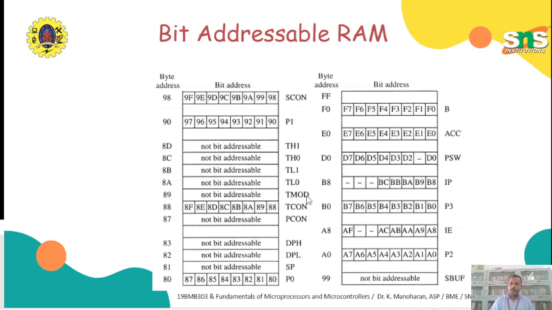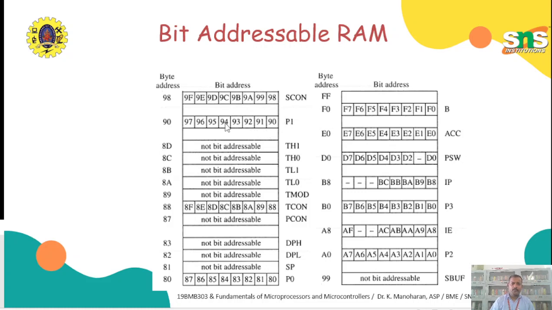Look at the timer mode control, which is also not bit addressable. Look at the timer lower and higher bytes. This is TH1, timer higher 1, and TL1, timer lower 1. These will be for timer 1. TH0 and TL0 are for timer 0. This is timer 0 lower and higher bytes. That's why we take it as L and H. T indicates timer, L or H indicates lower or higher, and 0 or 1 indicates timer 0 or timer 1. So all these 4 are not bit addressable locations. The addresses are 8A, 8B, 8C and 8D.